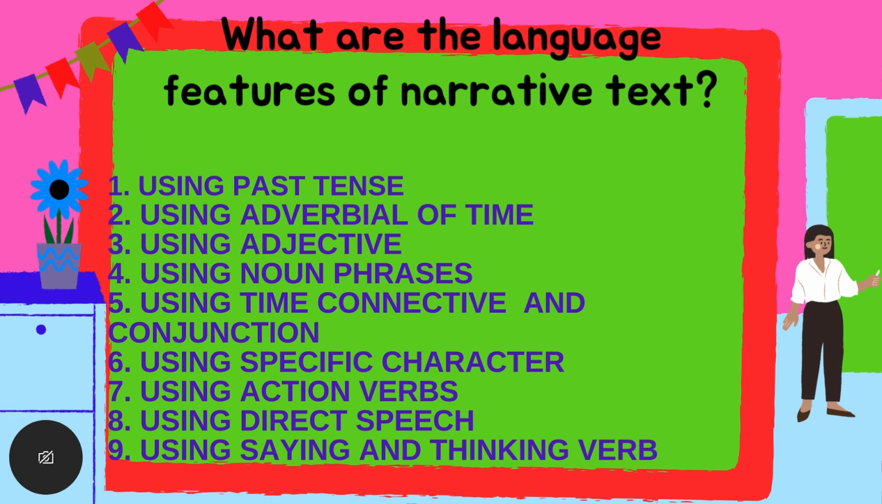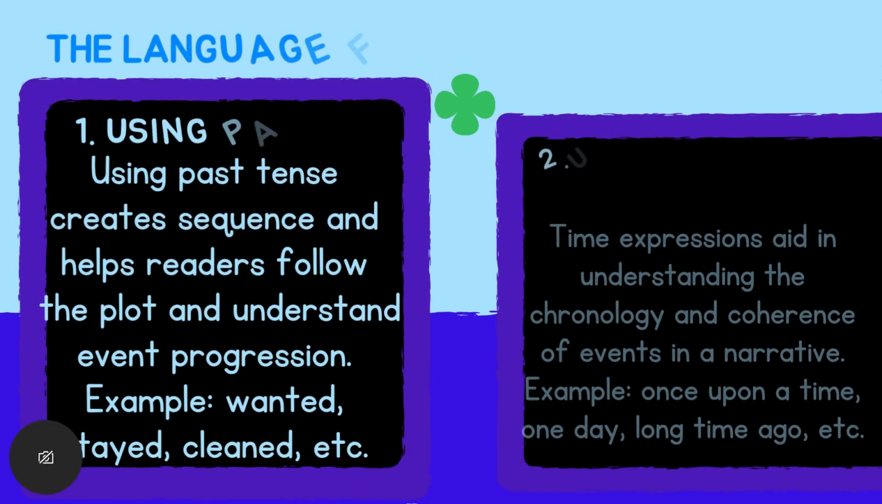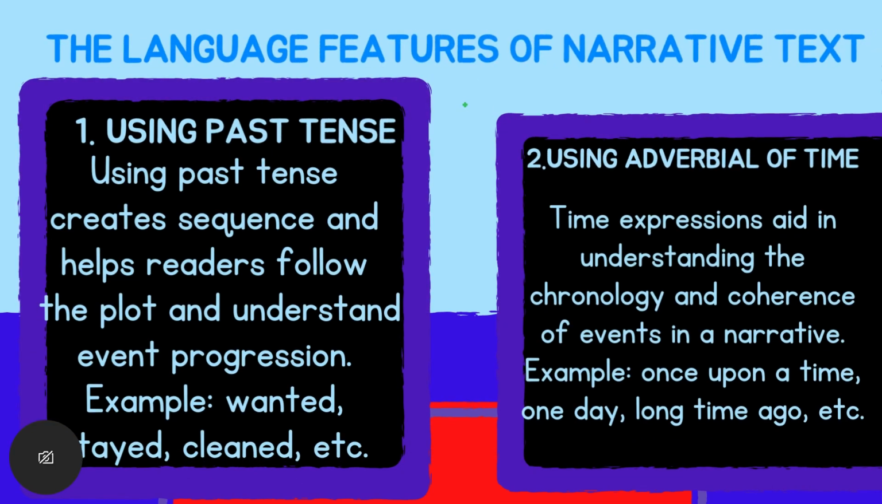The seventh is using action verbs. The eighth is using direct speech. And the last is using saying and thinking verbs. Now we will discuss one by one the language features of narrative text.